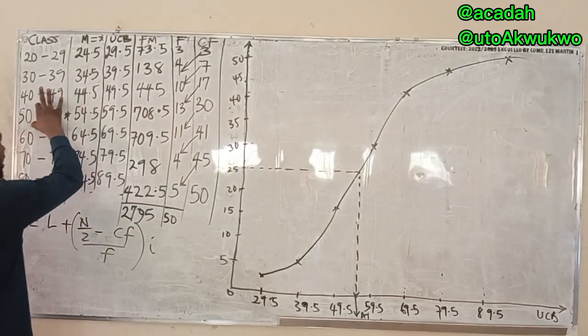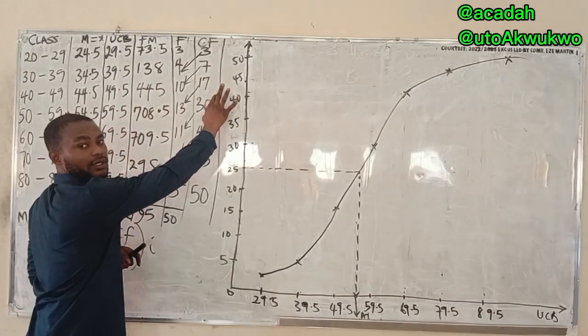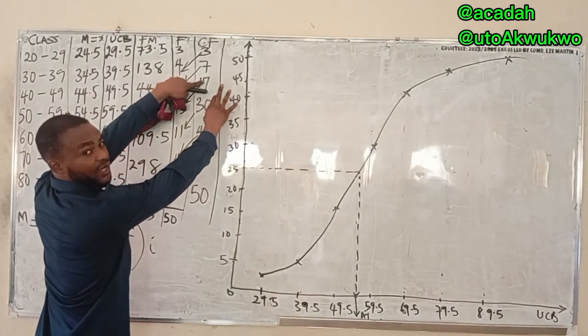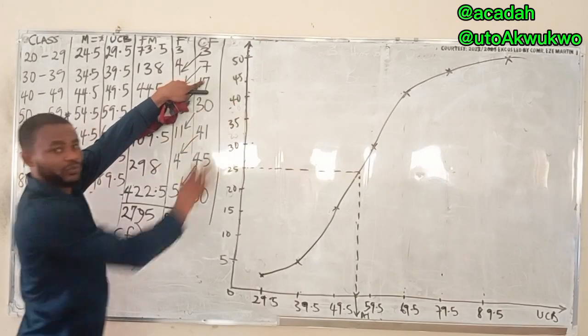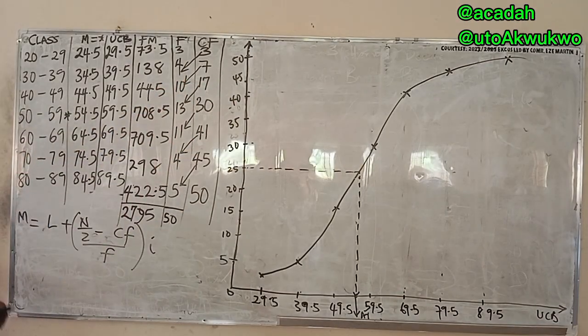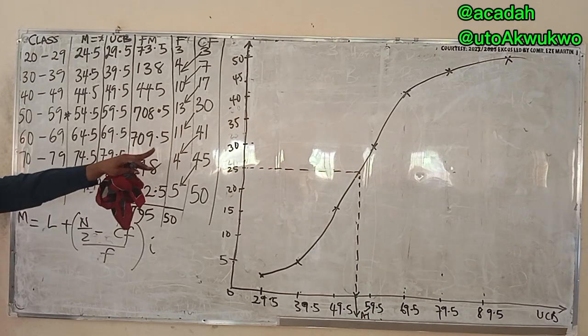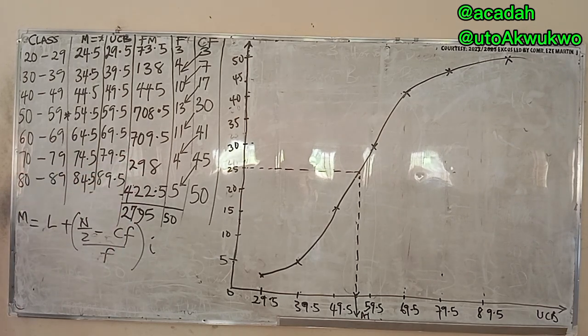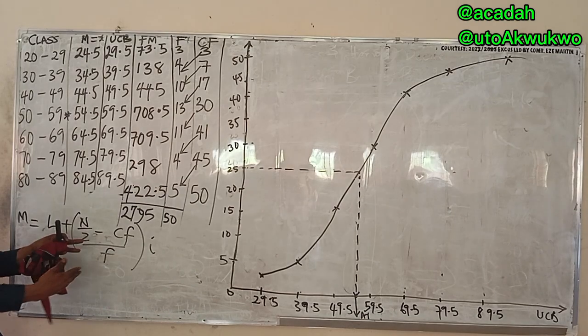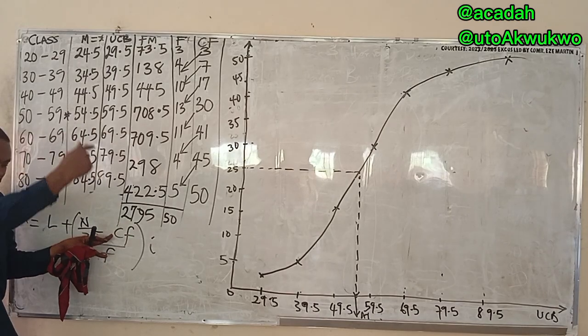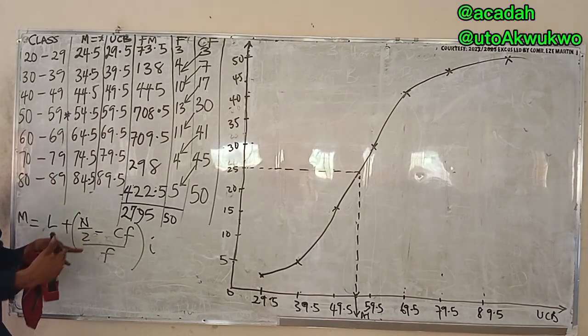Remember, this is the median class. Before it, the cumulative frequency was 17. So this is the reason why, even if you are not using your graph notebook and you are drawing this thing, you need to draw it properly so that by the time you trace the class, there will be no mistake. It will tell you the class, because that class is where you will find the cumulative frequency before that class and then the frequency of that class.